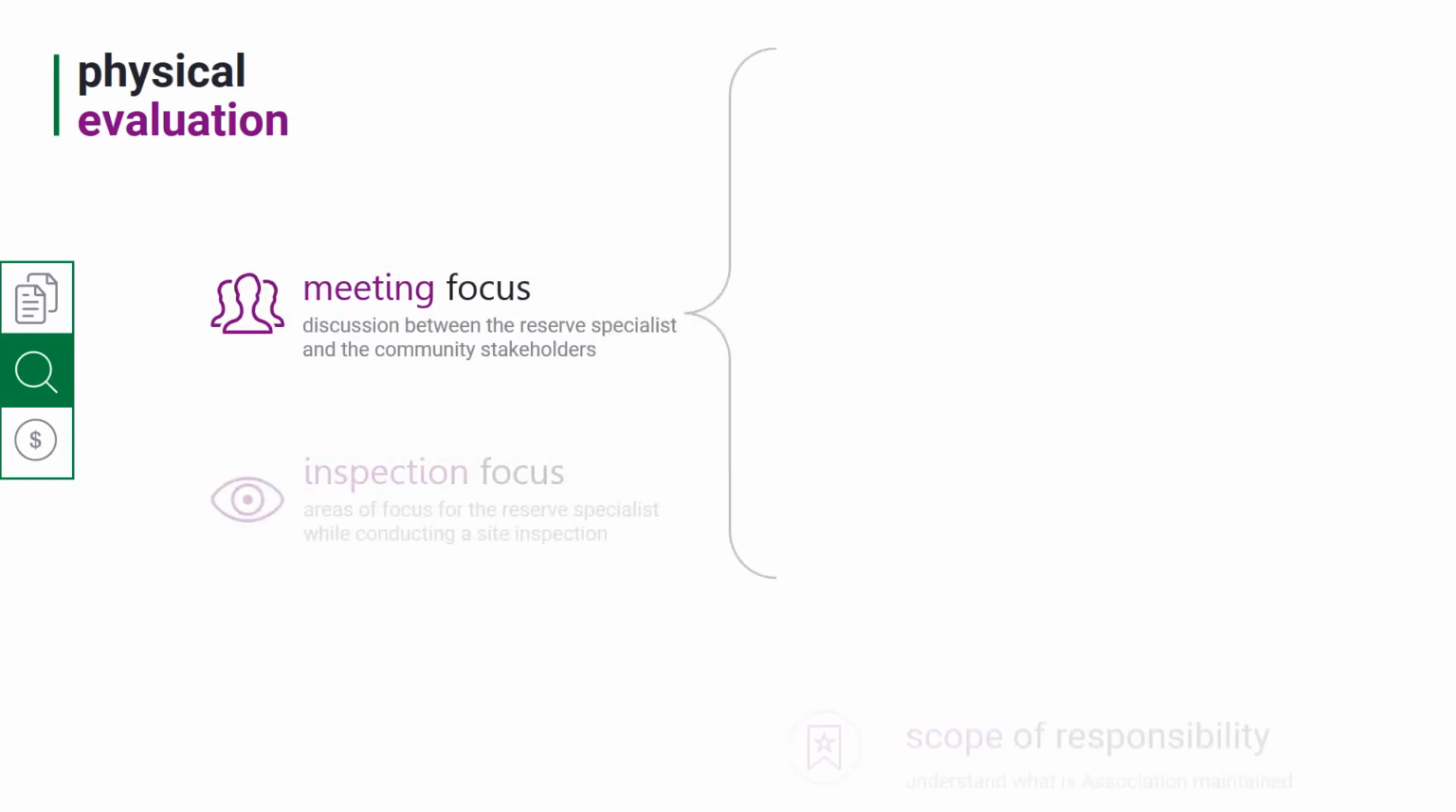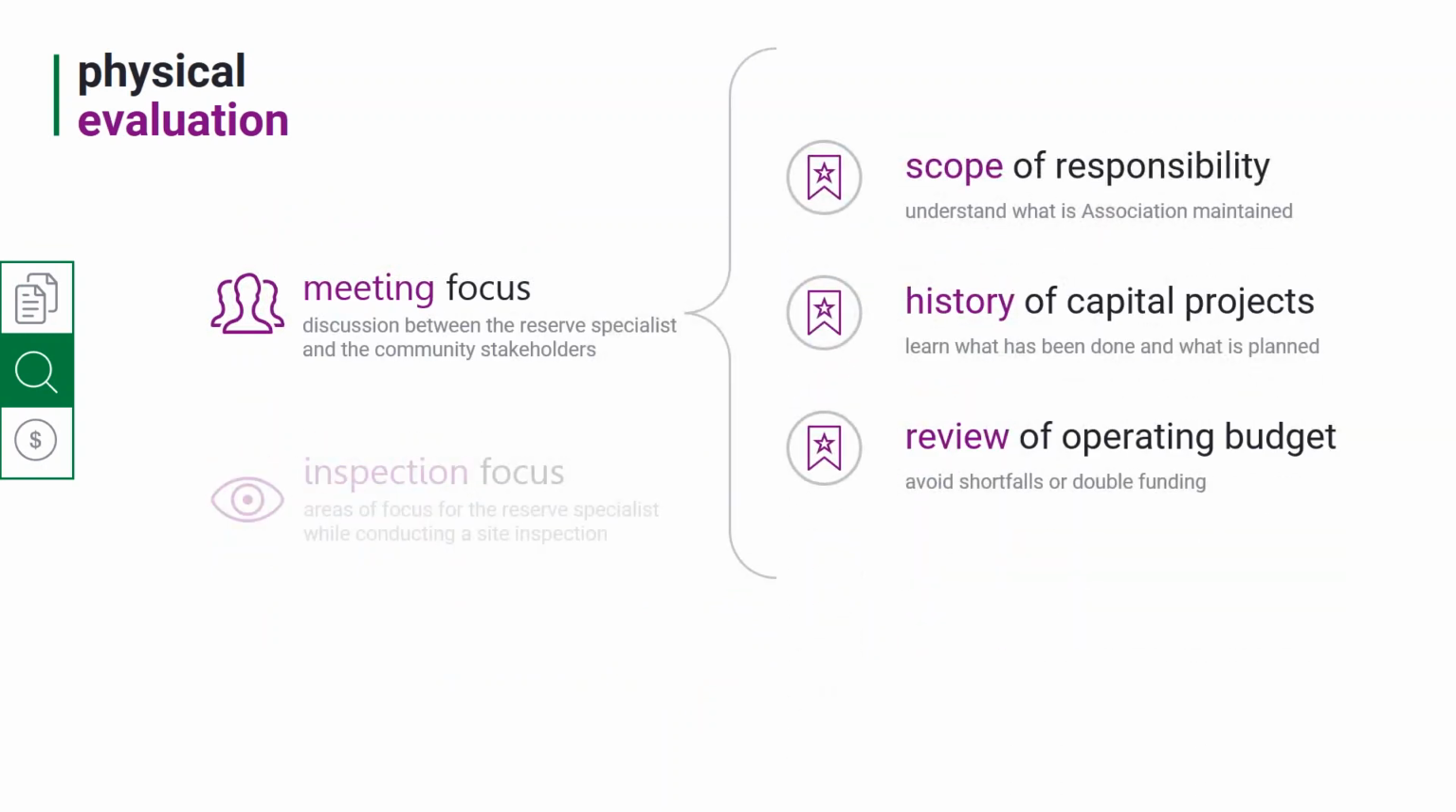So the first piece, there's physical evaluation and financial analysis. That first piece, the physical evaluation, is the on-site physical work that goes in with a reserve study. And I break that down further into two main components, both occurring on site. We have a meeting, and then we have the actual inspection itself. So to look at that meeting, what the purpose of that is: that meeting is between the reserve specialist and what I'm right now calling community stakeholders. We'll define that a little bit later.